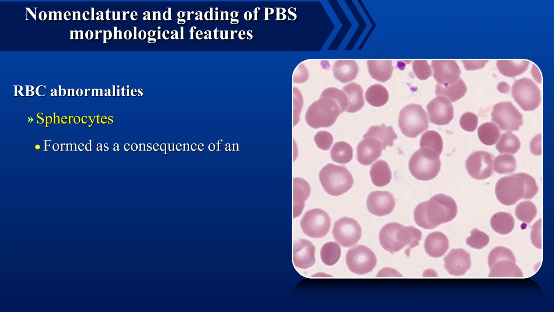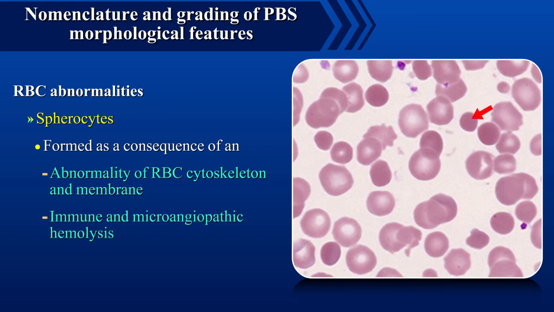They may be formed as a consequence of an abnormality of the red blood cell cytoskeleton and membrane, immune and microangiopathic hemolysis, and direct damage to the red blood cell membrane.